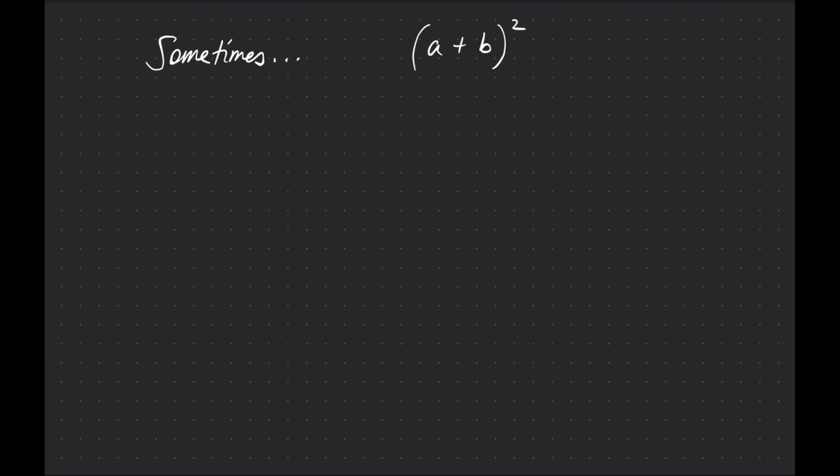So I'm just going to think about this one. I want to find a reduced form. Maybe the instructions should say multiply, because I really want to multiply these out. So that's what I'm going to do. A plus B is the same as A plus B whole squared, which is the same as A plus B times A plus B.